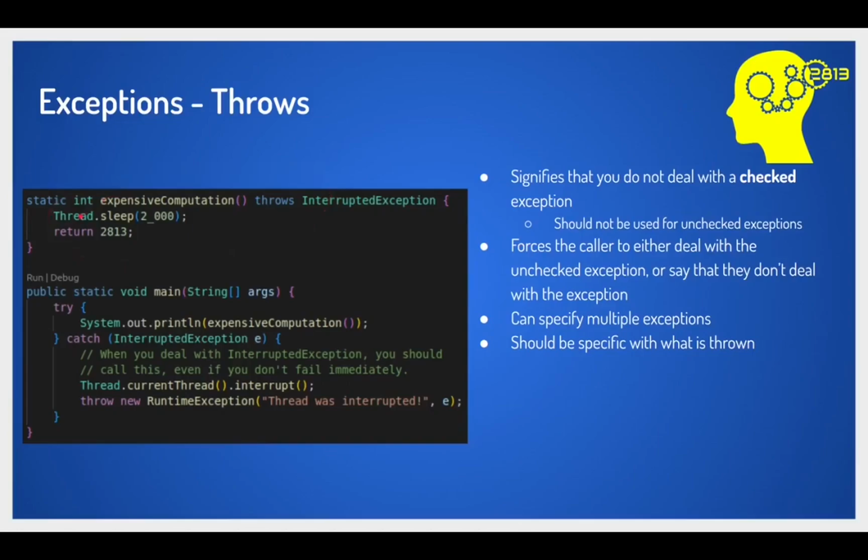So you should always put as specific an exception as possible. In this case, InterruptedException is thrown, so we put InterruptedException. We would not want to put Exception or something like that, because that would make it so that the caller would have to catch Exception, which is not good since you don't want to catch too many exceptions. It's just not great. And if you have multiple exception types, then you can comma separate them in throws.